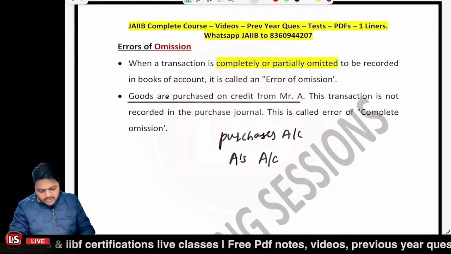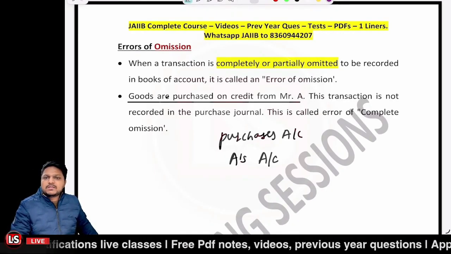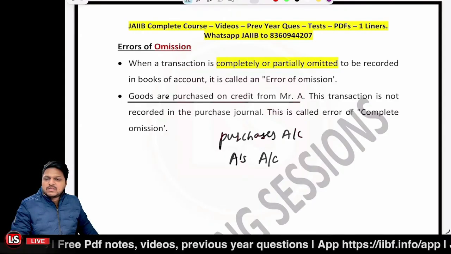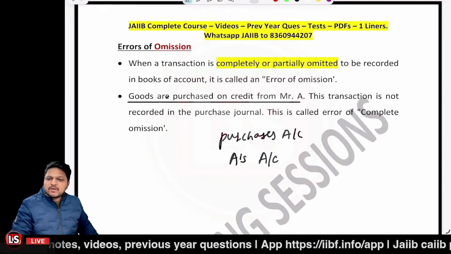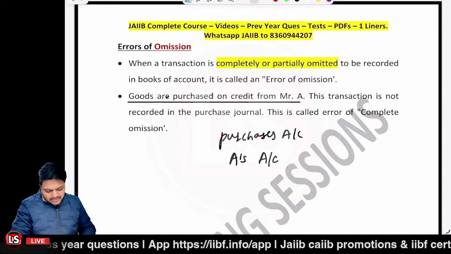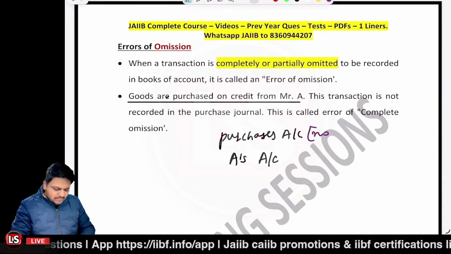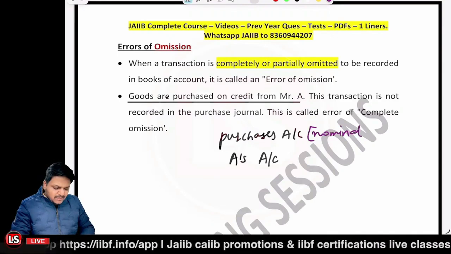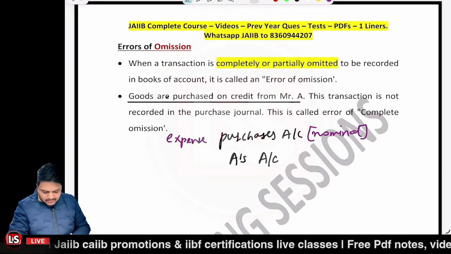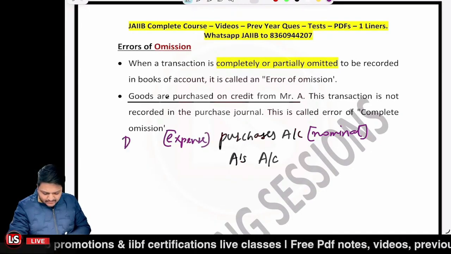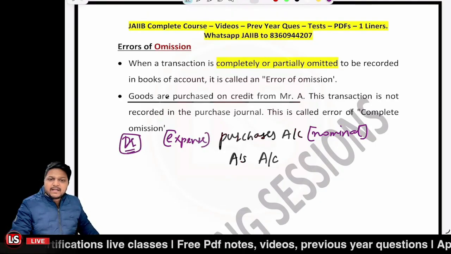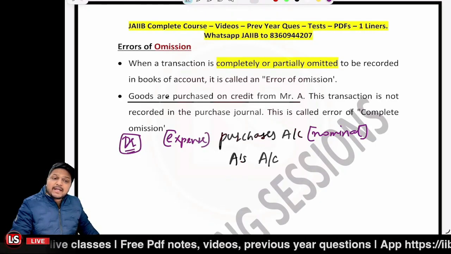Now, purchases account is which type of account? Kindly do answer. It is a nominal account. Purchases is an income or expense? It is an expense. So it should be debited, right? And we have purchased the goods on credit from Mr. A.